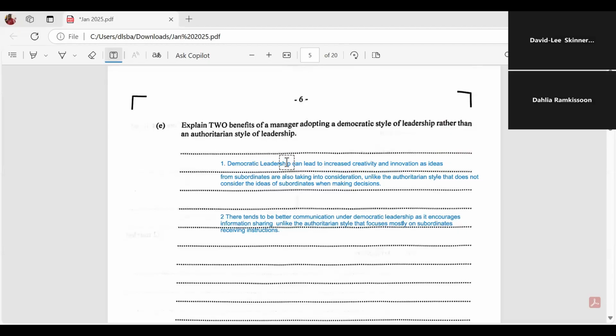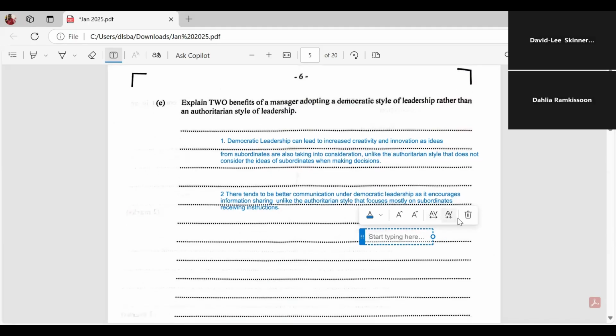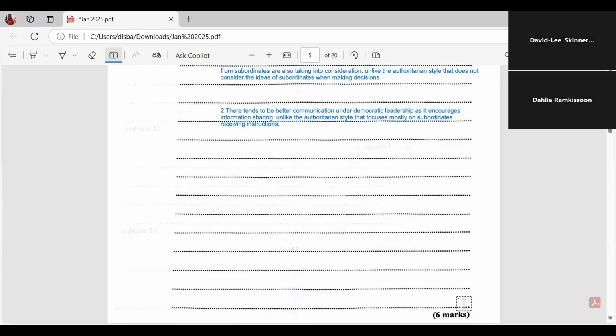So I put democratic leadership can lead to increased creativity and innovation. So that's the benefit. And then I explain how it can lead to the benefit. As ideas from subordinates are also taken into consideration, unlike the authoritarian style that does not consider the ideas of subordinates when making decisions. So I state the advantage and then I explain the advantage because I want to get all my marks. Right? So you look out for that as well. Look out for the words they use and the amount of marks they give.